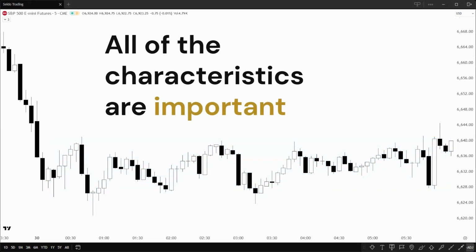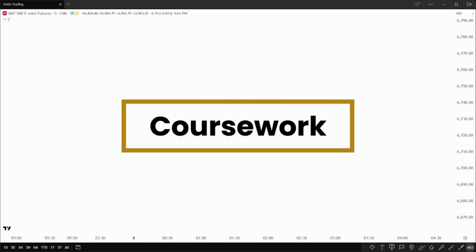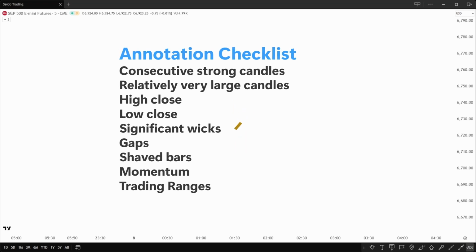All of the characteristics of candlesticks and momentum are important tools to assist your read of price. Before the next lesson, pull up your chart and identify all the candlestick characteristics we've discussed. Annotate 2 full days of charts with the features below. The more effort you put into reading price at this stage, the easier it's going to be later on.